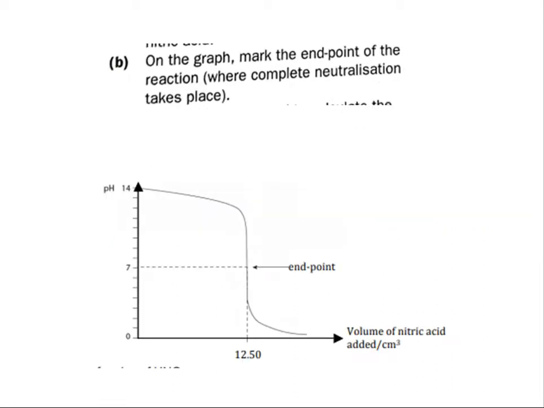Moving on to part B. On the graph, you have to mark the end point of the reaction where complete neutralization takes place. Of course, the neutralization will take place wherever the pH becomes 7. So you will mark the point 7 on the graph. This is the end point. Drag it down to the volume of nitric acid and you will find out that it's 12.5 centimeter cube of the nitric acid for complete neutralization.